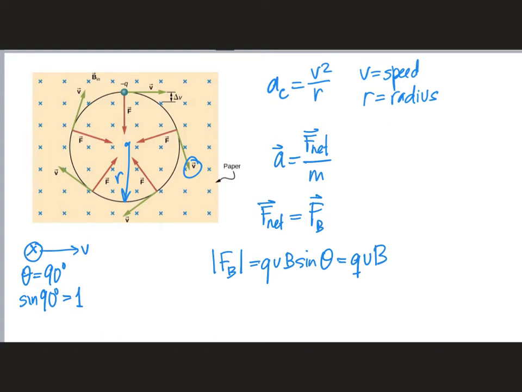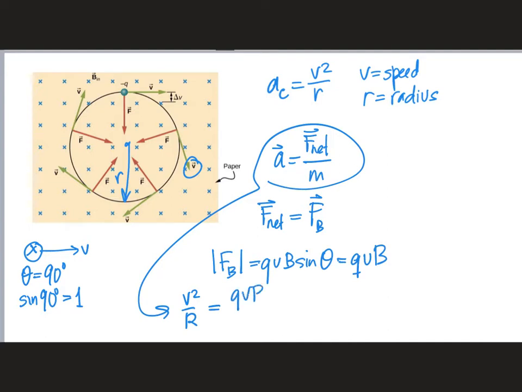So for our purposes, the magnetic force can just be written as QVB. Therefore, we can write that the acceleration, v squared over r, is equal to the net force, in this case the magnetic force, QVB, divided by m, where m is the mass of the particle. I can simplify this, and I will do that on the next slide to solve for the radius of the motion.